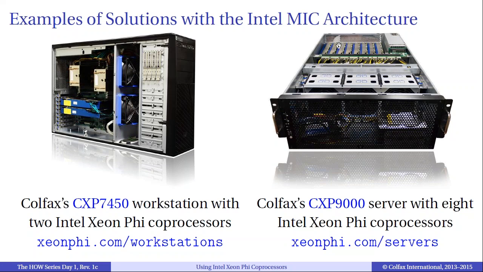There we have 8 Xeon Phi coprocessors in this 4U server with passive cooling solutions, so air goes straight through them. These are just some of the examples of the systems that Colfax makes. The reason I'm showing them is to illustrate that you can both use it in a workstation and in a data center.